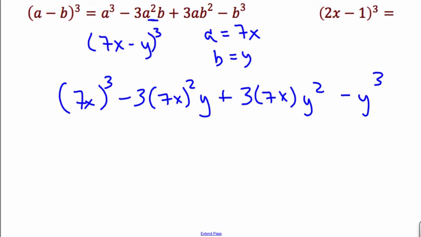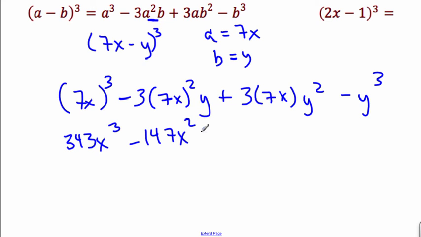So now we just have some figuring out to do here. So 7 to the third power, x to the third power. I think that's 343 if I'm not mistaken. So 343 x to the third power. What do we get? 7 we have to square first. So it's 3 times 7 squared, which is 49. I believe that's 147.